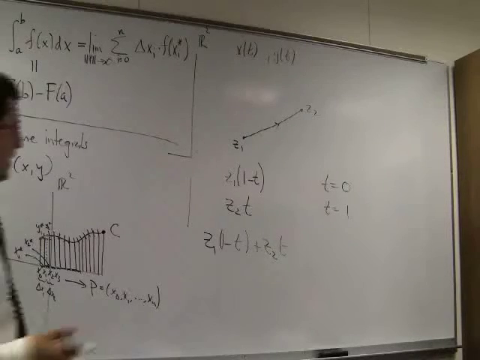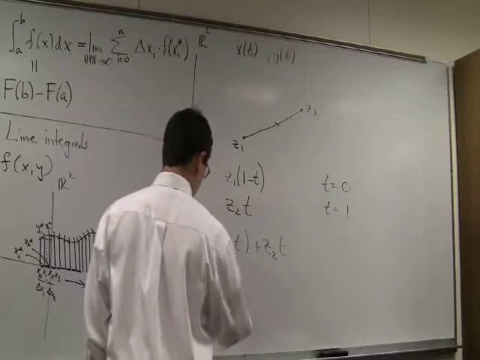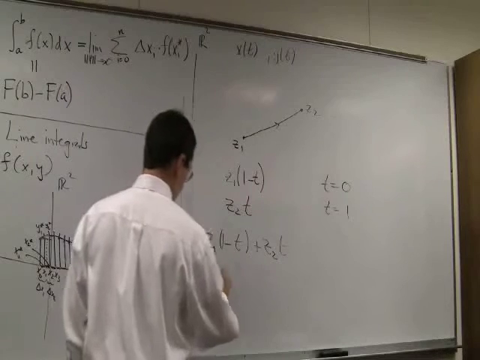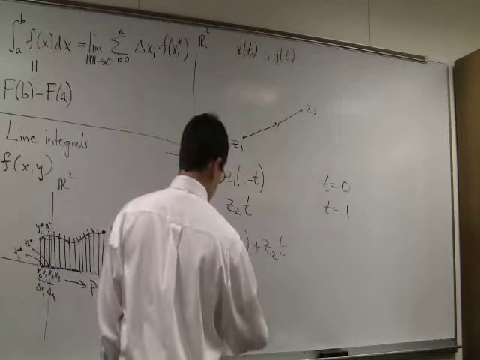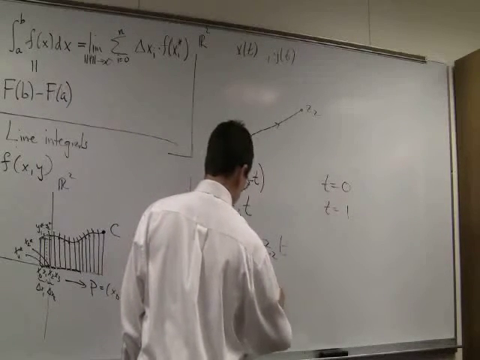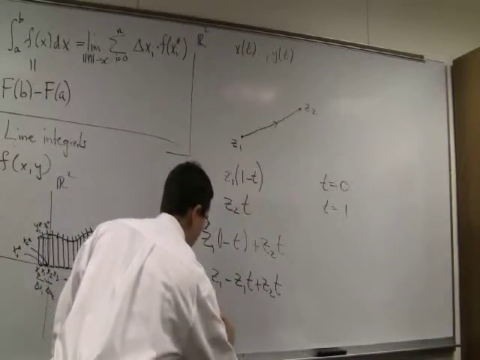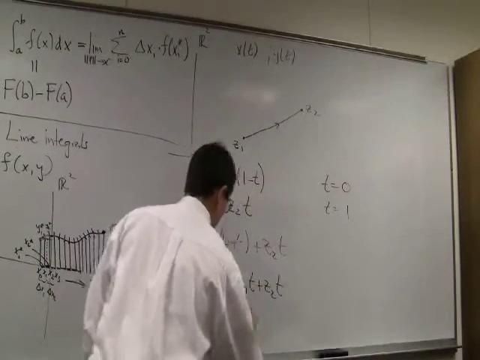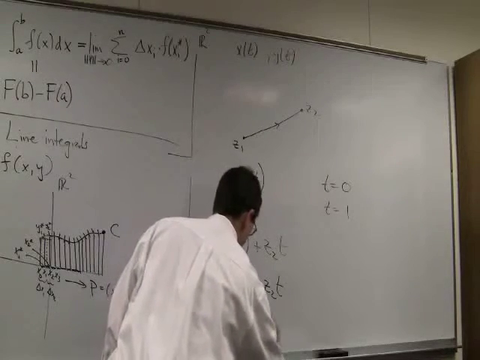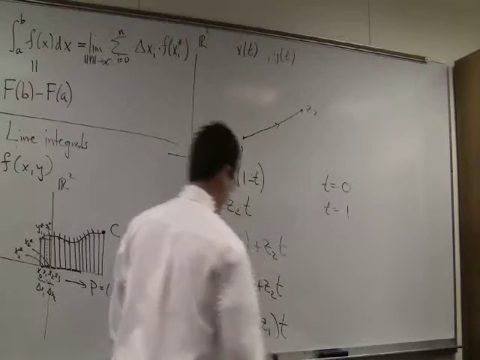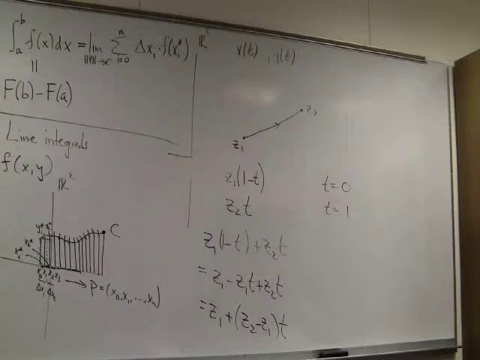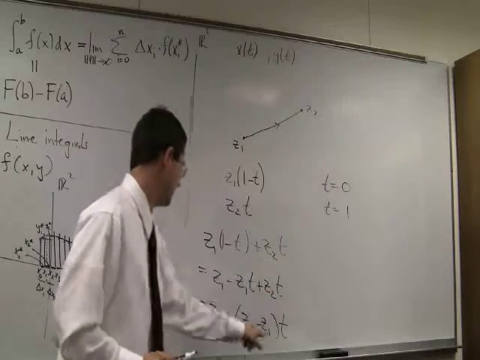Now, there's another way to write this. Let's see if we expand this out. Z1 minus Z1 t plus Z2 t, which is Z1 plus Z2 minus Z1 times t. Is that right? Z2 times t minus Z1 times t.